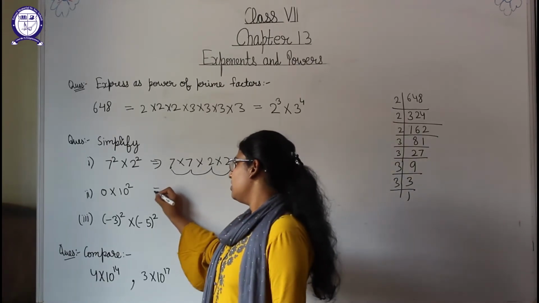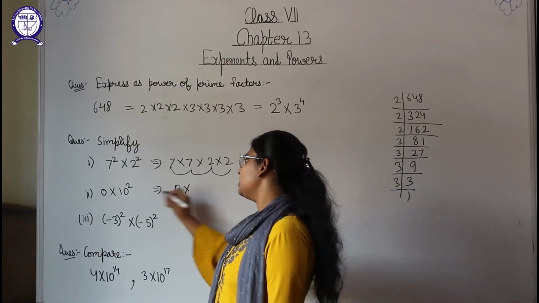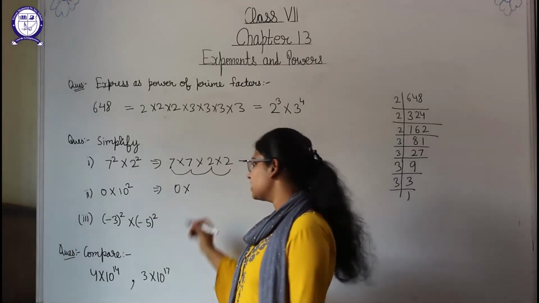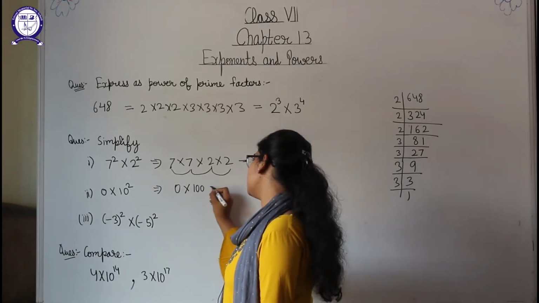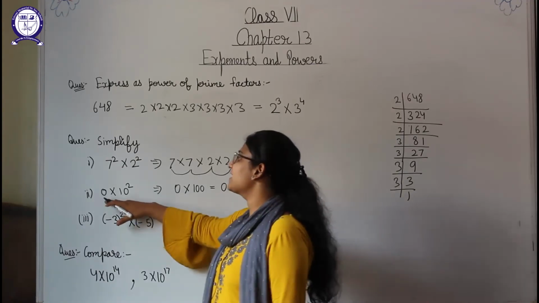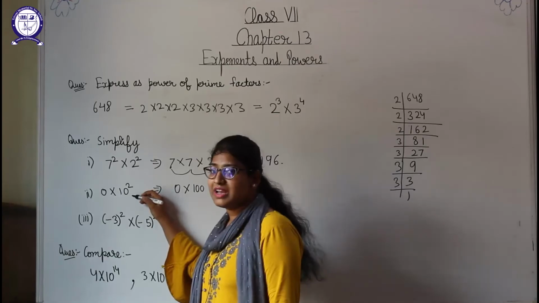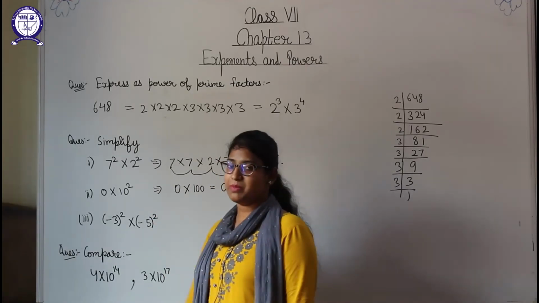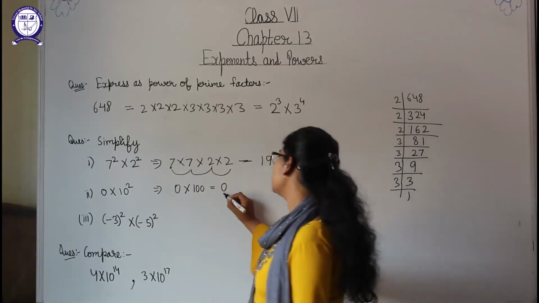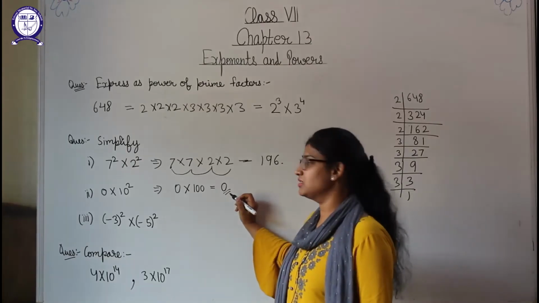Here students, one method: 0 into 10 square. 10 square is 10 into 10, which means 100, and 0 multiplied by something gives us 0. Here we can directly write 0. Whether the number is small or great, when it is multiplied by 0 it will give the answer 0, so we can simply write 0 as an answer.